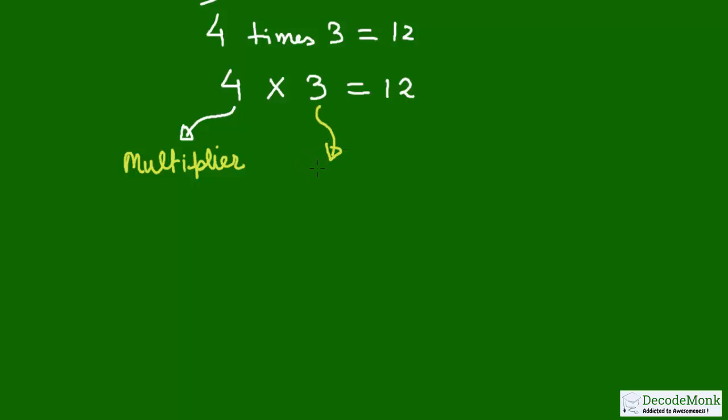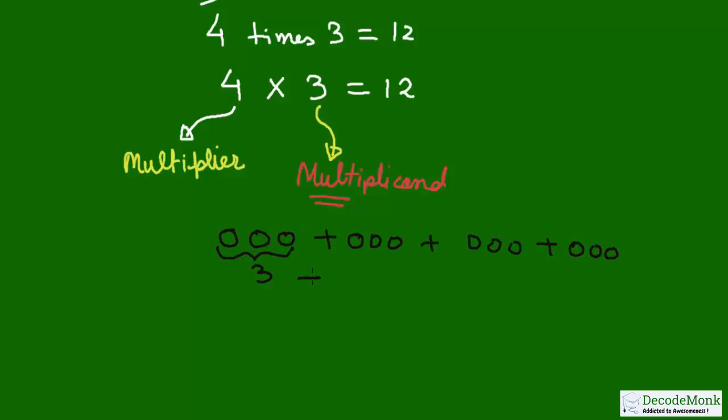This number 3 is called the multiplicand, because this is the number which is getting multiplied. What I mean to say is that 4 times 3 means you are taking 3 balls. How many times? 4 times. You are adding 3 plus 3 plus 3 plus 3. This is equal to 12. You can count the number of balls.